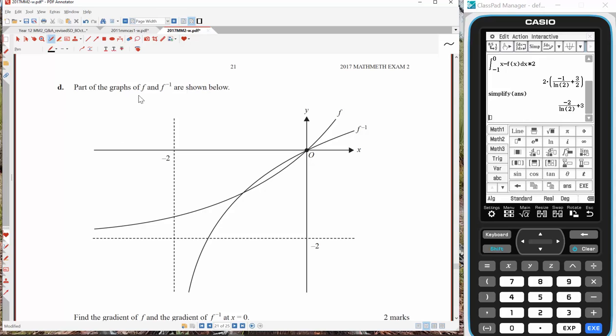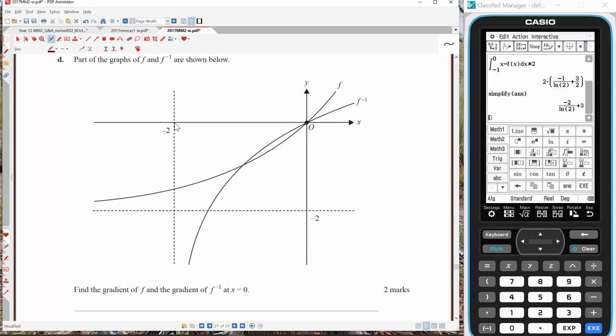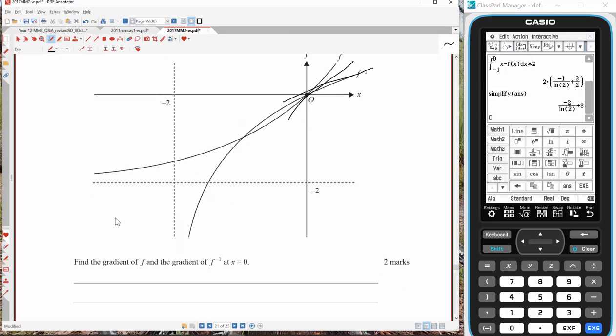What next? Part of the graphs of f and f negative 1 are shown below. Find the gradient of f and the gradient of the inverse at x equals 0. Okay, so the gradient at x equals 0 is going to be the gradient of the tangent at that point. So let's get the gradient of the original function by differentiating the function and substituting x equals 0 into the derivative.